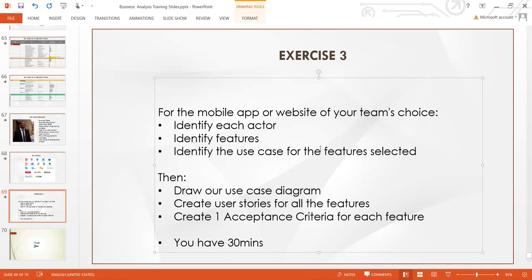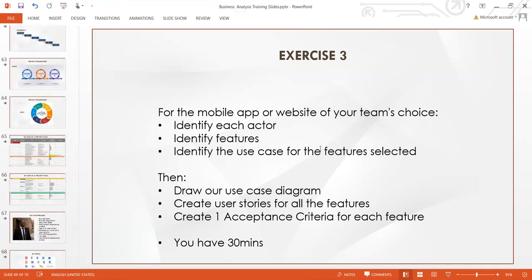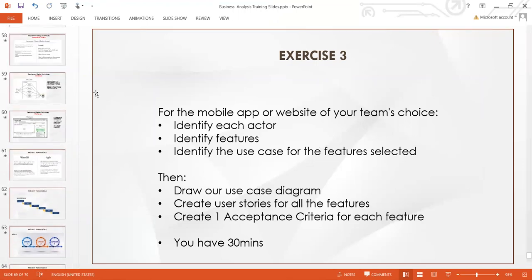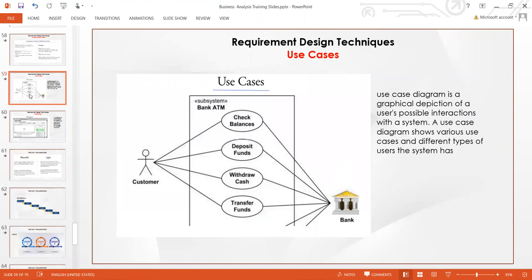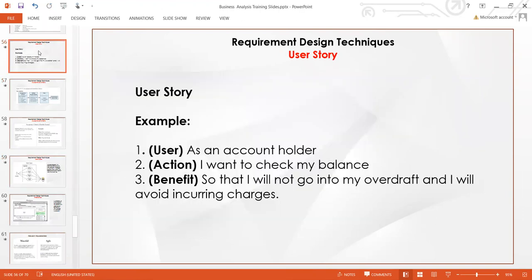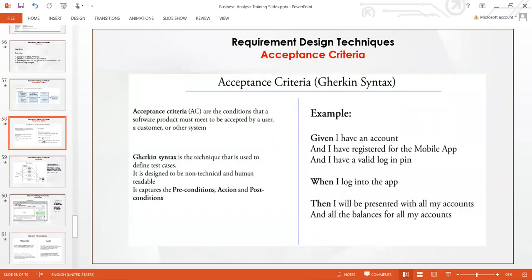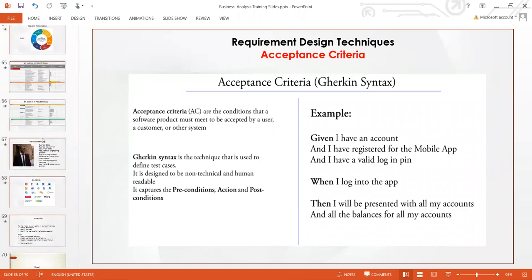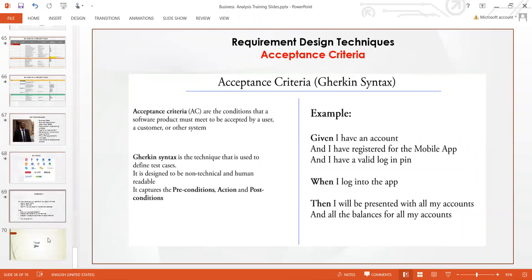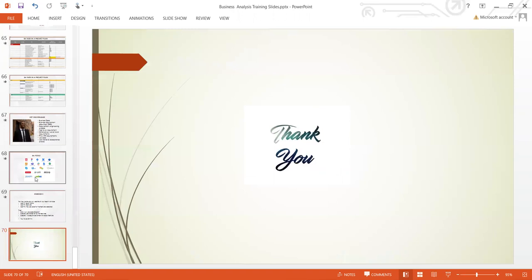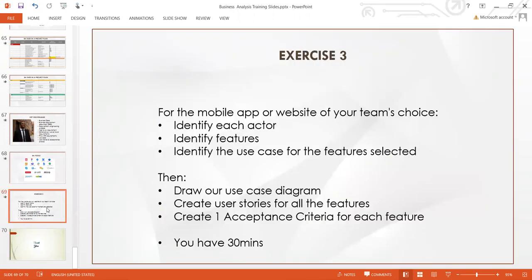Okay, let me go to the use case diagram. This is what I'm asking you people to do. And then create user stories. And then create acceptance criteria. That is it. Okay, sir. Are you still confused? No, it's clear. Thank you. Just draw the use case diagram.